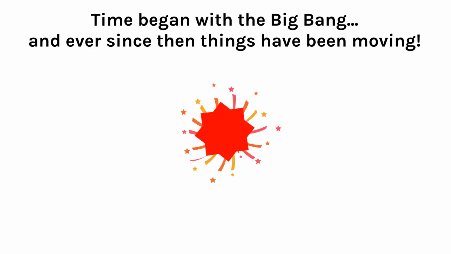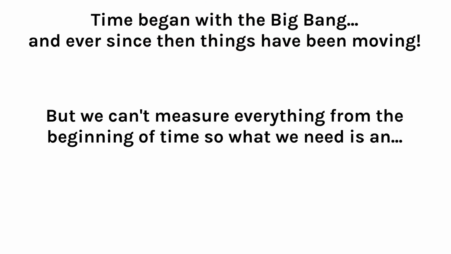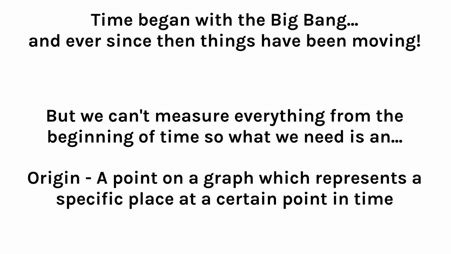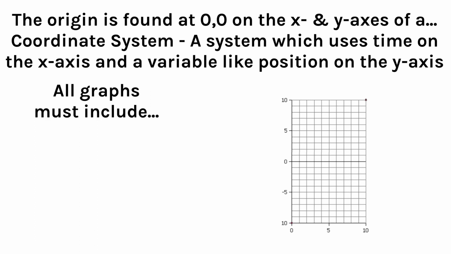Time began with the Big Bang, and ever since then, things have been moving. But we can't measure everything from the beginning of time, so what we need is an origin, a point on the graph which represents a specific place at a certain point in time. The origin is found at 0, 0 on the x and y axes of a coordinate system, a system which uses time on the x-axis and a variable like position on the y-axis.